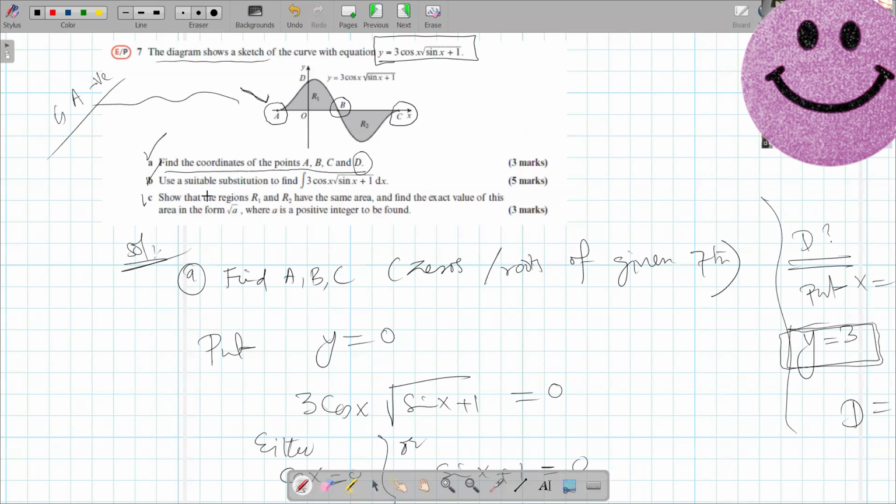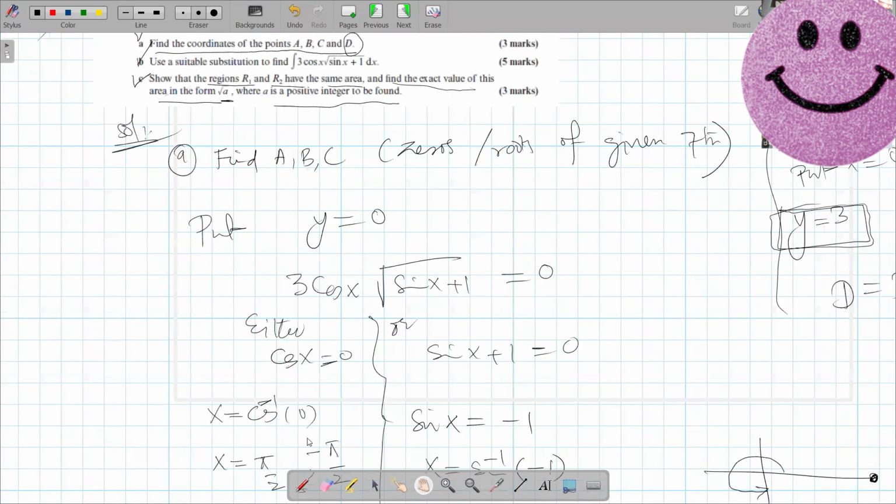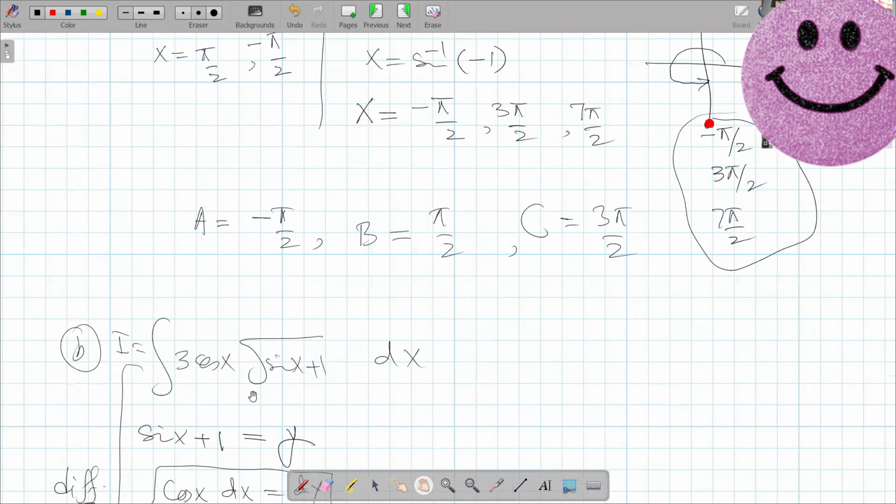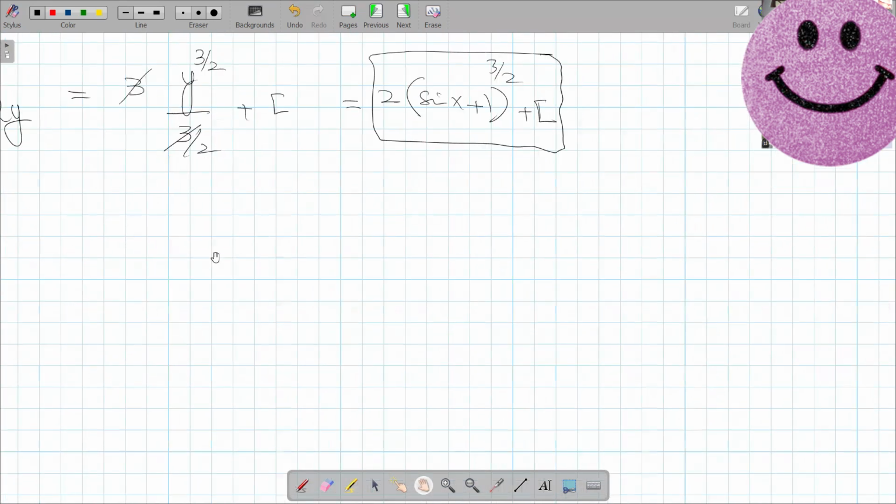Now show that the regions R1 and R2 have the same area. So we will now compute the areas of the regions R1 and R2 and find the exact value of this area in the form square root A, where A is a positive integer to be found. So we have to find these two areas, firstly from A to B, then from B to C. The function is the same, and we already know the antiderivative. We just need to put the limits now. So we have calculated the antiderivative.